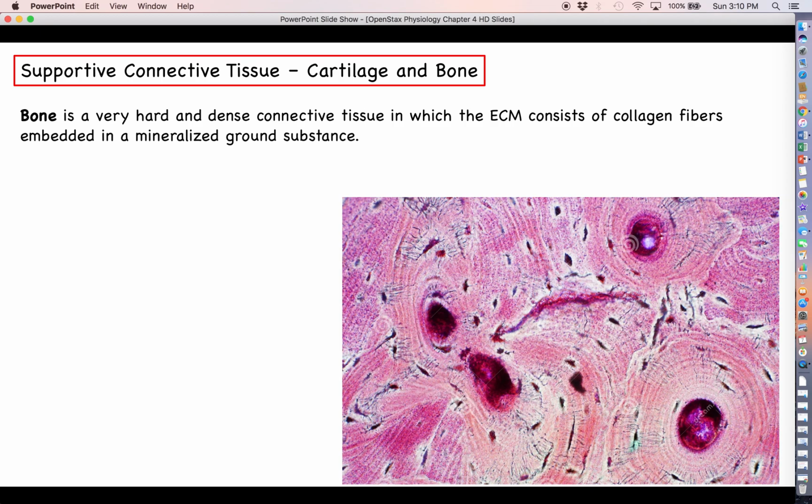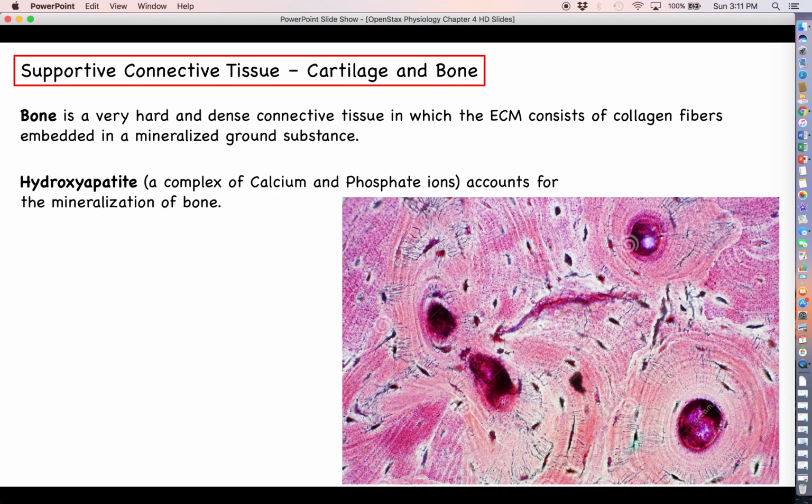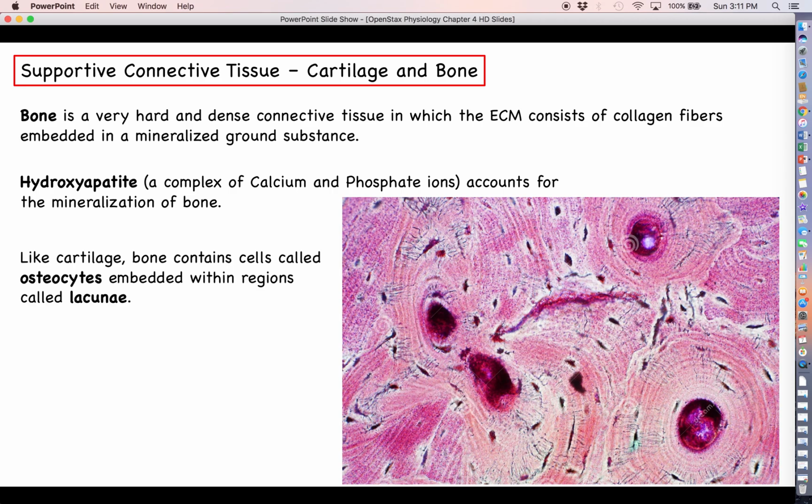Bone, another type of supportive and very dense connective tissue, is somewhat similar to cartilage. Basically, bone consists of an extracellular matrix of collagen fibers that were originally synthesized and secreted by chondrocytes, but they have accumulated and compacted a lot of mineralized ground substance, which causes it to harden and calcify and form the structure that you see below. One of those minerals is called hydroxyapatite, which is basically just a complex combination of both calcium and phosphate ions to form a very hard and rigid salt that accounts for the mineralization of bone.